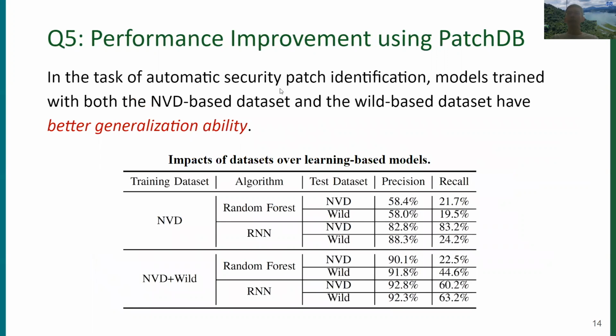Finally, we adopt 2 classification models, random forest and the recurrent neural network, for the security patch identification test with PatchDB. We compare the performance with different training datasets. We find the models trained with both NVD-based and wild-based datasets have better generalization ability. And the RNN model can achieve 92% precision and over 60% recall, which verifies the quality of the wild-based dataset.